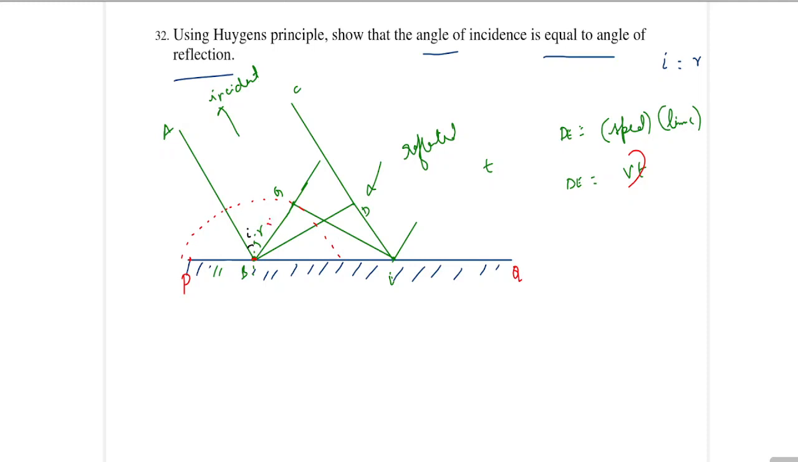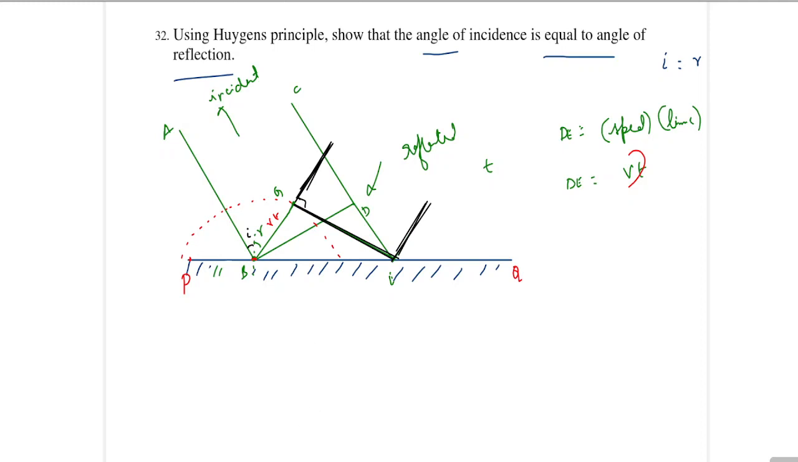So even this is V into T. And the angle made here is 90 degrees. So this part, which I draw in black color, is the reflected wavefront. It goes like this. This is a reflected wavefront. So you need to prove this.